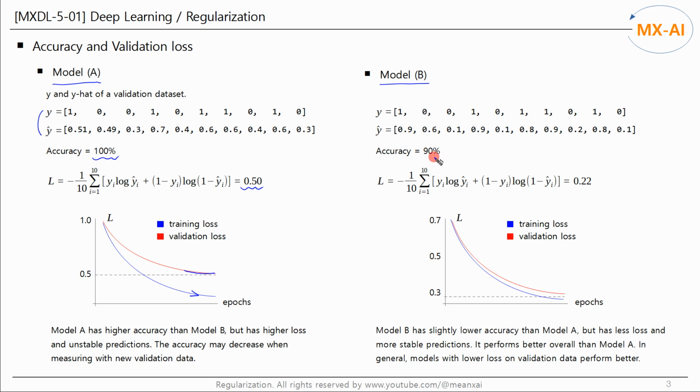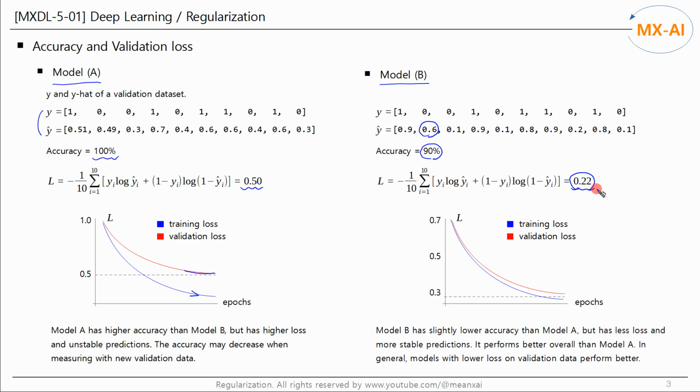For model B, the accuracy is 90%. The second data point is misclassified. The validation loss is 0.22. This is smaller than the loss of model A. Which of the two models is better?